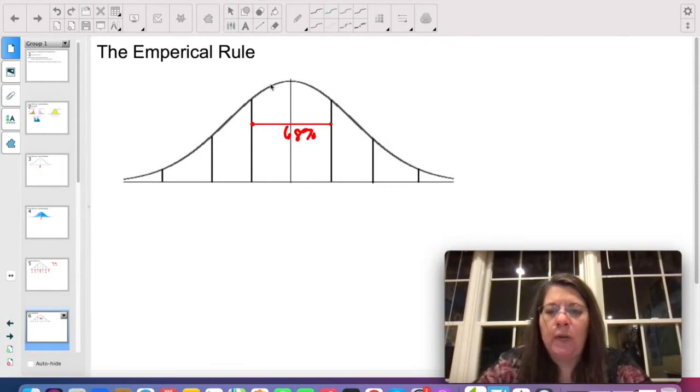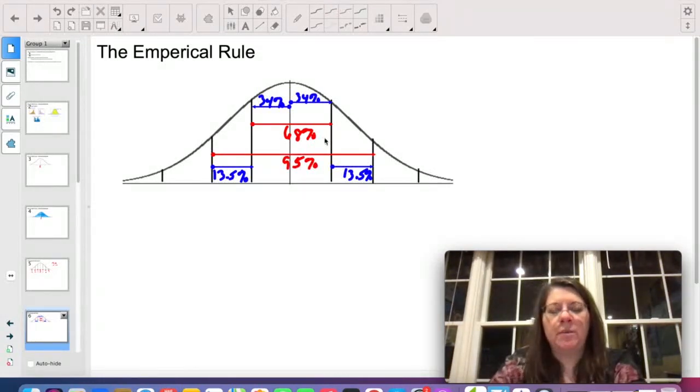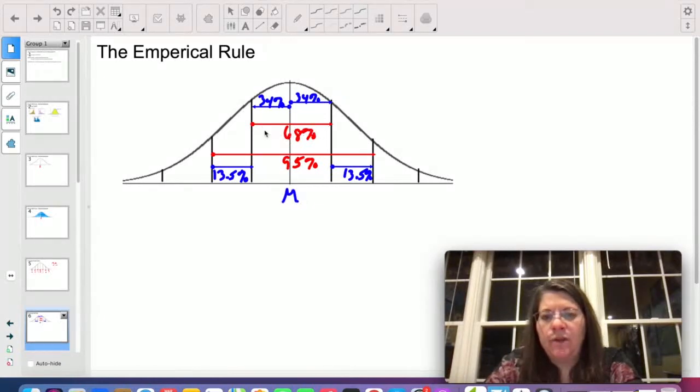And then we know that another 13.5% of the data is between -1 and -2, and 13.5% of the data is between 1 and 2. So I've drawn in some of the numbers here. We know 68% of the data lies within one standard deviation of the mean, and this is the mean. So within one standard deviation of the mean, we have 68% of the data. Within two standard deviations of the mean, we have 95% of the data.